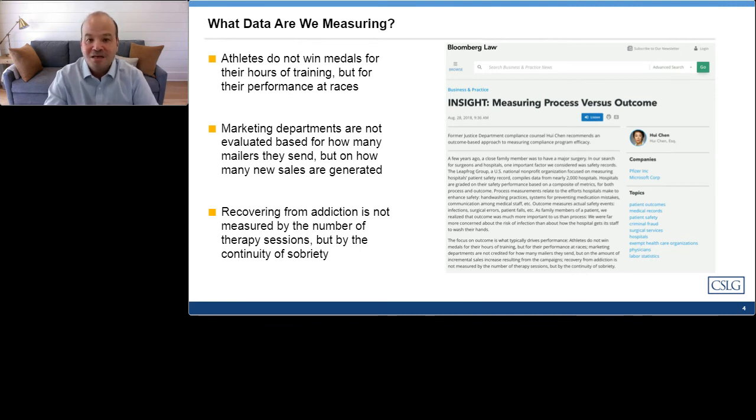She's a little tongue-in-cheek in this article, but basically says marketing departments don't get evaluated based on how many mailers they send out for every program. They get evaluated on how much they incrementally increase sales. We don't evaluate the effectiveness of an addiction program based on how many therapy sessions somebody attends, but whether at the end of the day they were able to maintain sobriety. Think of it as an analogy for compliance programs: it's not how many people we train, although that's an important measure.